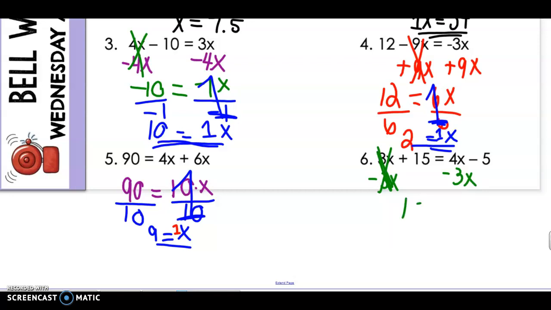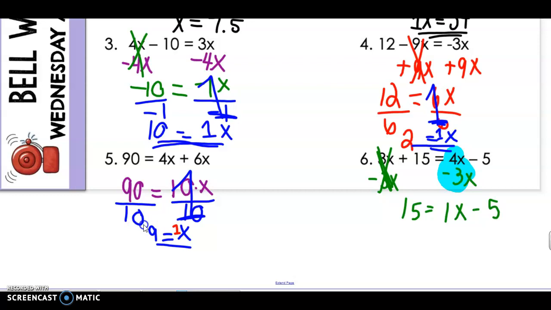So we have 15 equals, now you have to ask yourself, do I subtract the 3x from the 4x or from the negative 5? Which ones are like terms? 4x has an x, negative 3x has an x. You subtract the like terms. So we have 4x minus 3x, that's 1x minus 5.